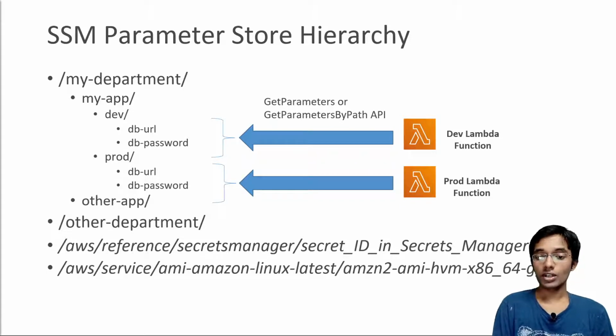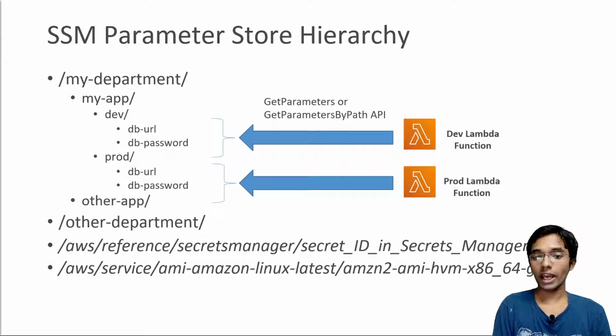Using the Parameter Store, you are also able to reference secrets from Secrets Manager, as we'll see. And you are also able to reference parameters directly from AWS. For example, the last one here allows you to retrieve the latest AMI ID for Amazon Linux 2 from AWS, which is very, very handy.